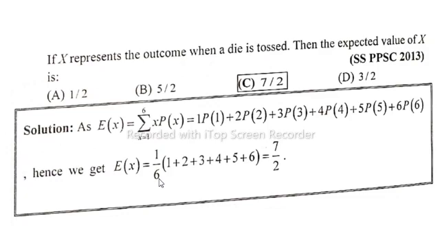It means the sides of the dice is equal to 6. 1 divided by 6 into (1 plus 2 plus 3 plus 4 plus 5 plus 6) is equal to 21. So 21 divided by 6. 3 times 2 is 6, 3 times 7 is 21, so 7 divided by 2. Option C is correct, that is 7 divided by 2.